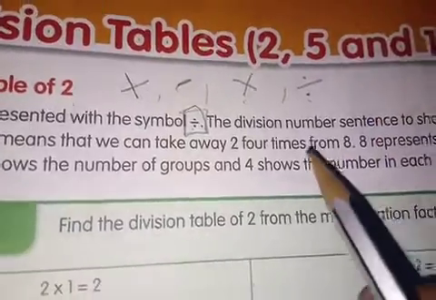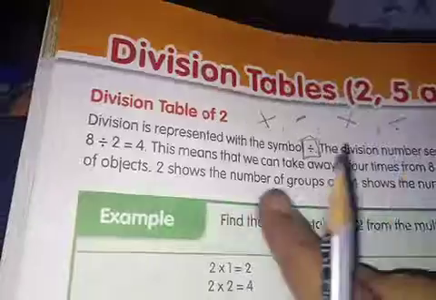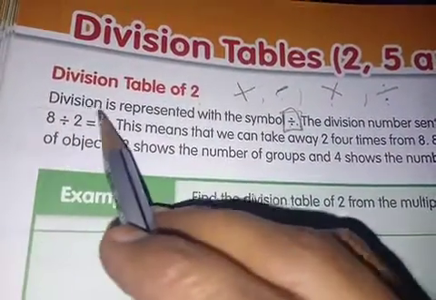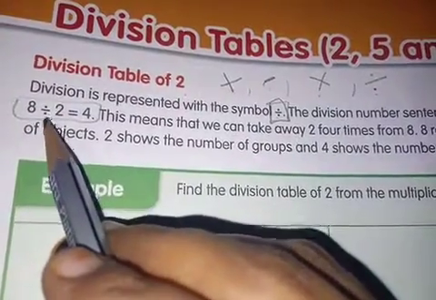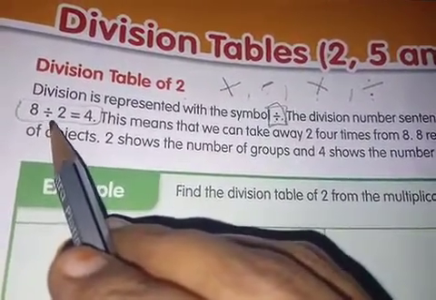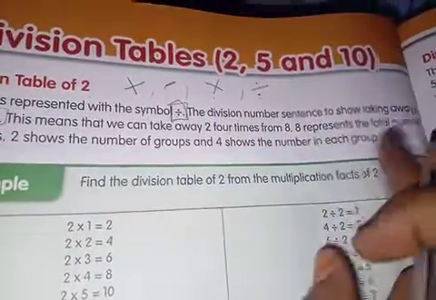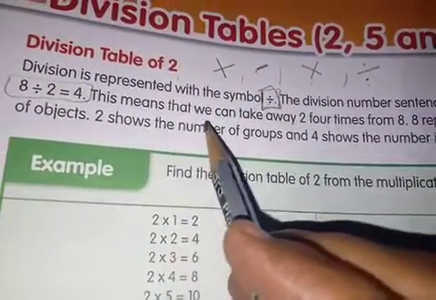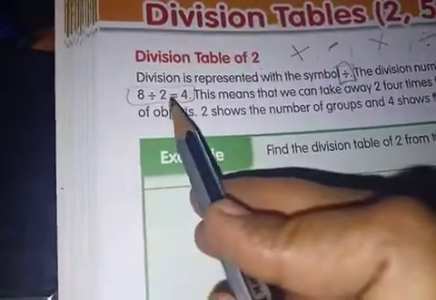Okay? The division number sentence to show the taking away is 8 divided by 2 is equal to 4. This is called a division sentence. Why, teacher, are you telling this? Here the division symbol is there, so that's why I am telling division. So the division number sentence shows taking away. Where are you taking away? Here, see. This means we can take away 2, 4 times from the 8. How, teacher? 8 divided by 2.